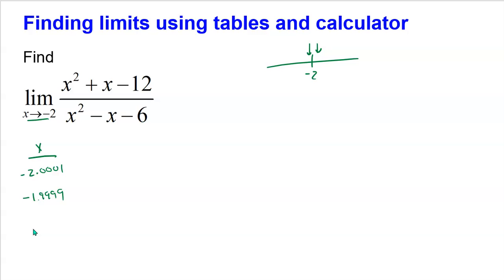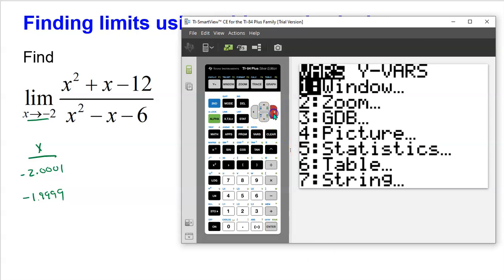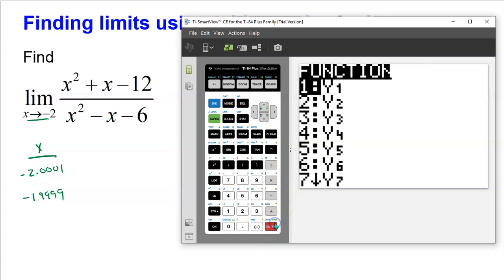And from the right would be negative 1.999. Hope everybody understands that. Simple math there. All right, so again, I already got this typed in, so all I got to do is go back and grab my Y vars. And I'm going to show you another shortcut here in 1 second.